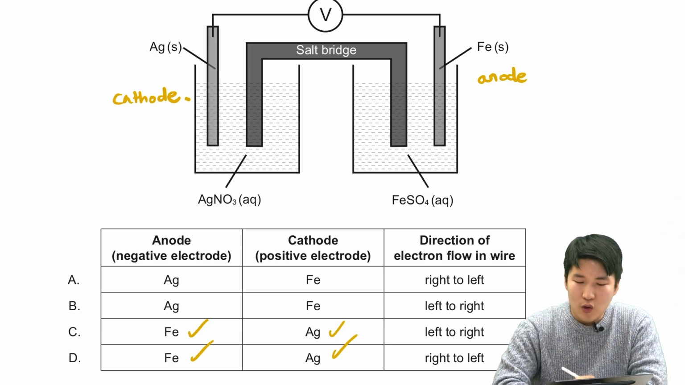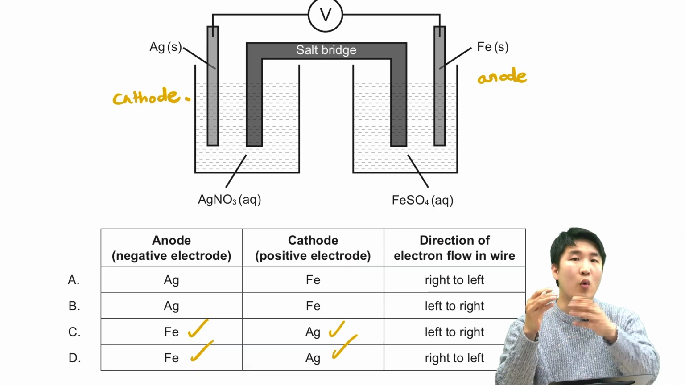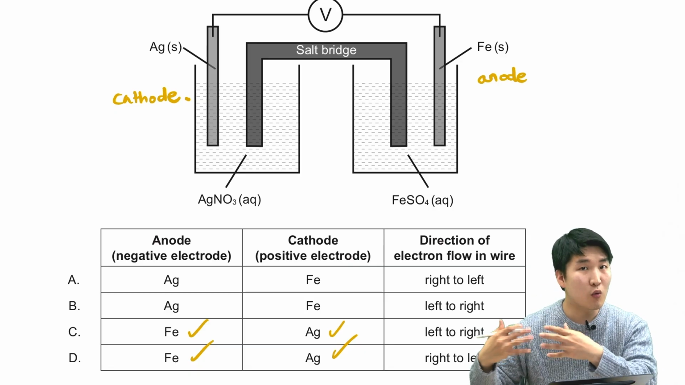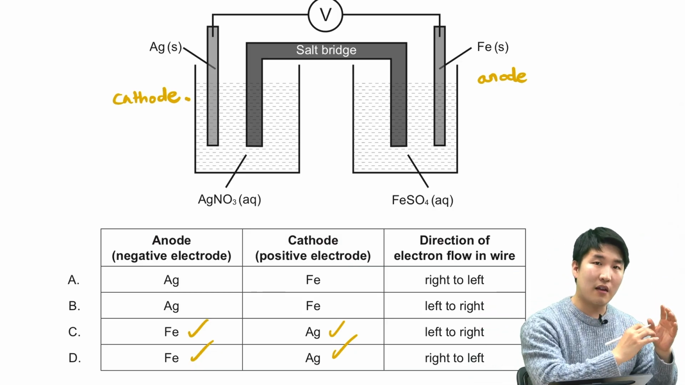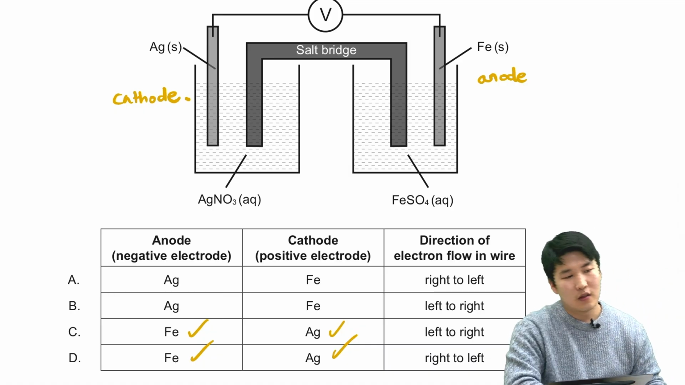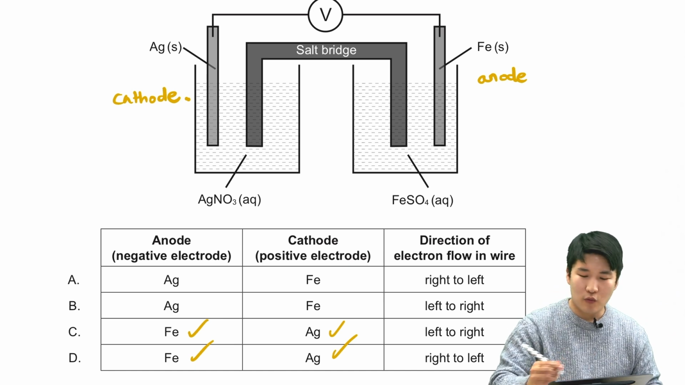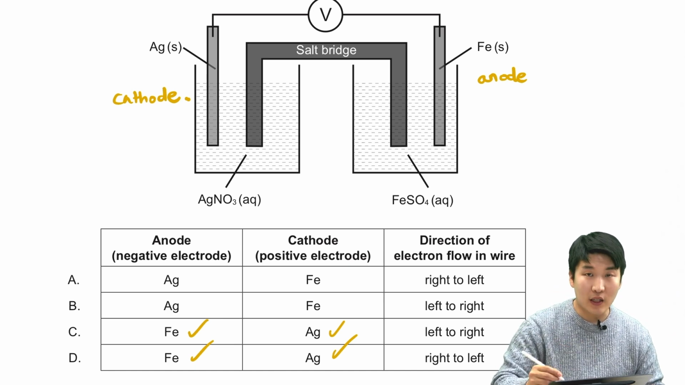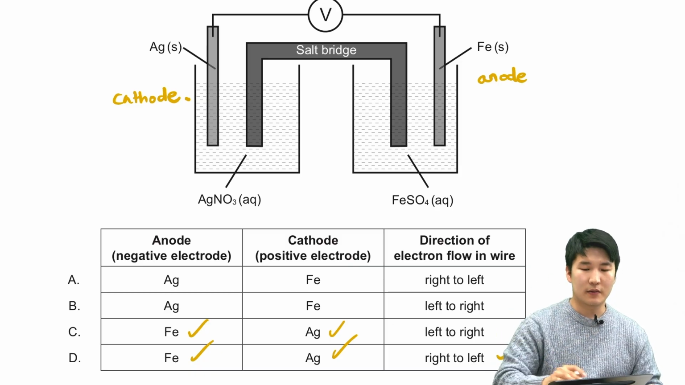direction of electron flow will always be from anode to cathode, because where there's the oxidation, there will be the electrons released that can travel to the cathode to be used to reduce metal cations. So from our voltaic cell diagram, right to left, because anode is on the right.